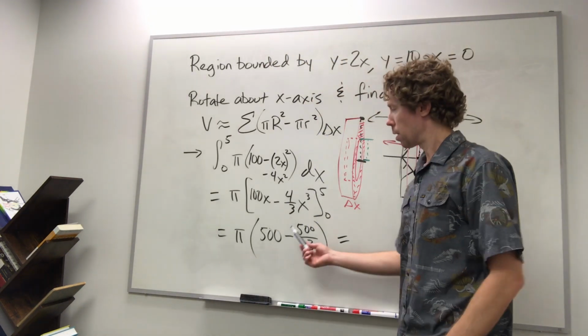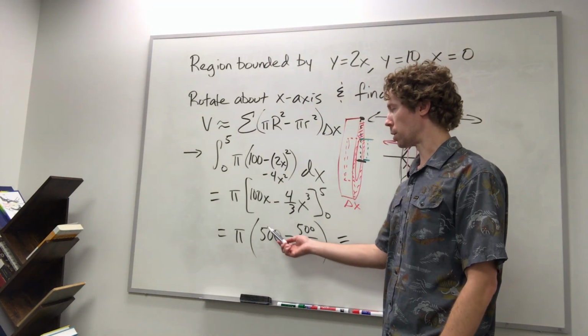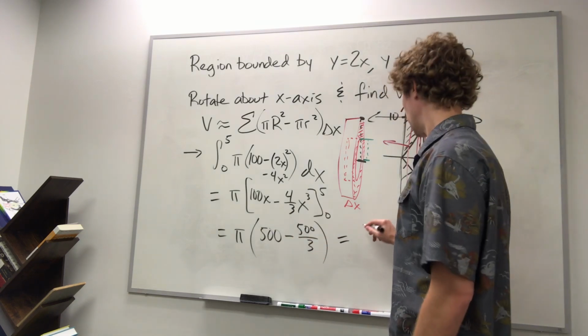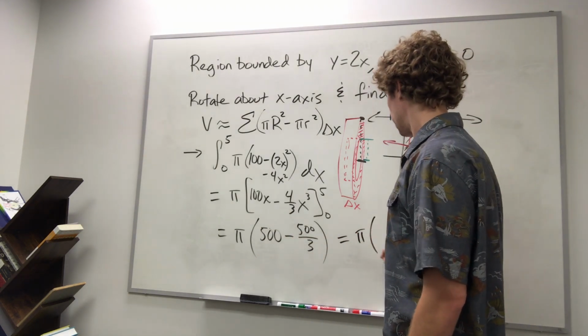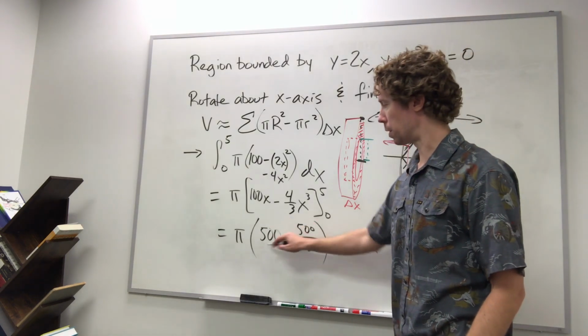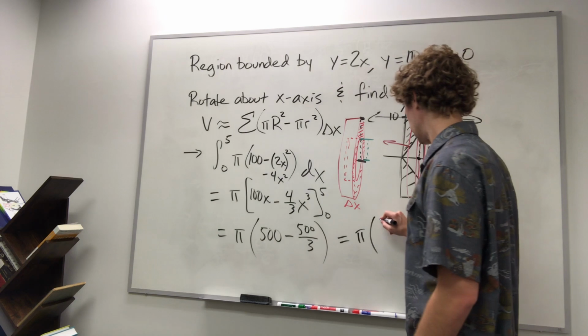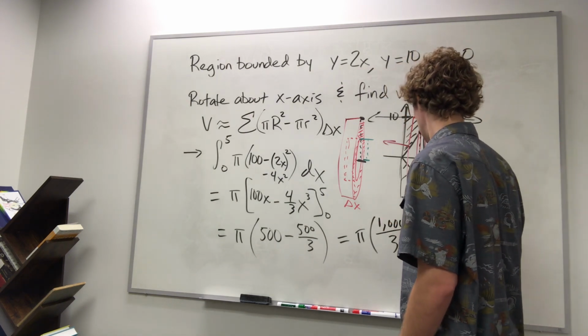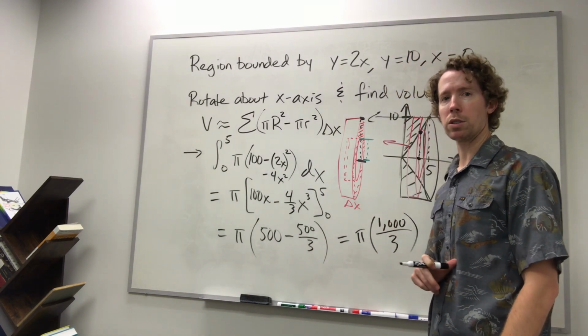So 500 is the same as 3 times 500 over 3. So in thirds, there are different ways to think about this, but basically this becomes 1500 minus 500 is 1000. So there's my final answer for that volume.